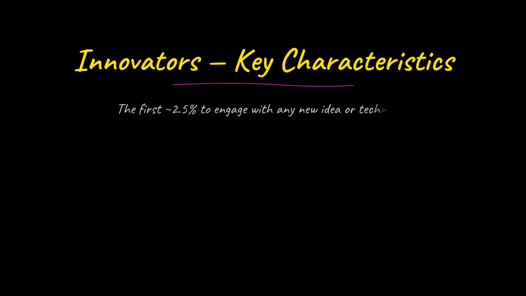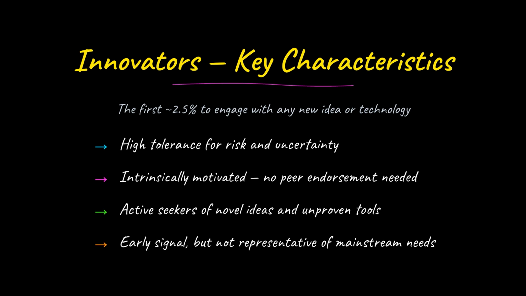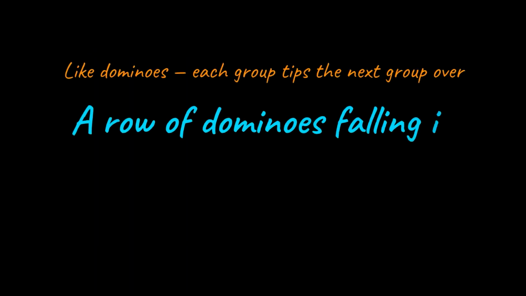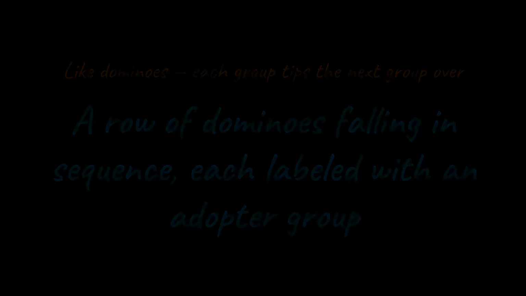Innovators stand apart because their motivation is internal. They do not need social proof to act. This makes them invaluable as early advocates and feedback partners. But their enthusiasm alone cannot guarantee that an innovation will cross to the mainstream. The mechanism is social proof cascading forward. Early adopters watch innovators, the early majority watches early adopters, and so on. Each group serves as the evidence the next group requires before they are willing to move.